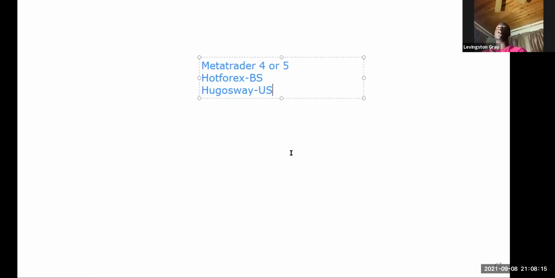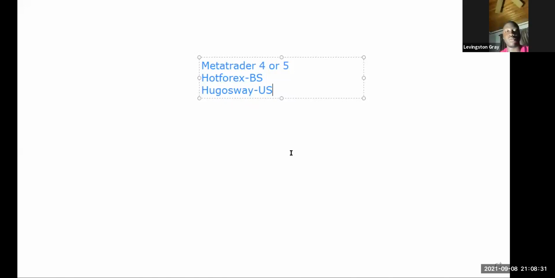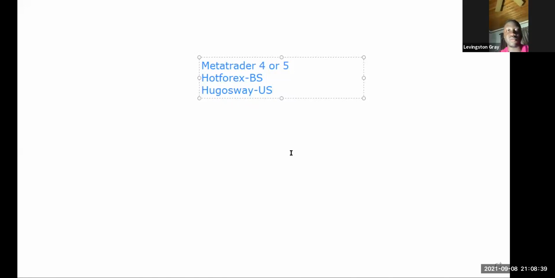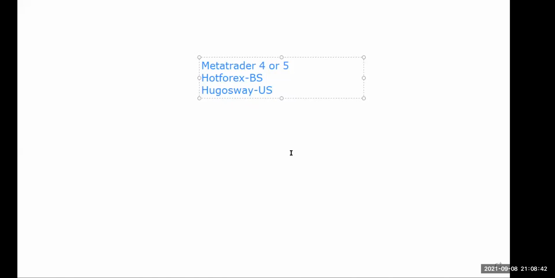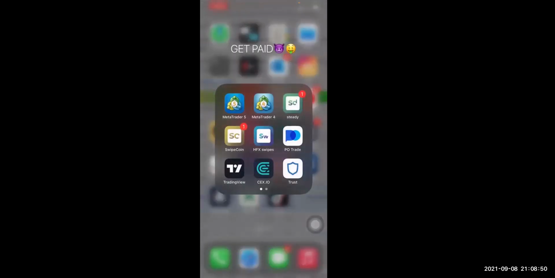So guys, as I said, the app that you're going to download on your phone is going to be MT4 or MT5, right? The broker that you're going to set up is a website. So let me briefly go ahead and share my screen right quick, so everybody could actually see what I'm talking about. All right, perfect. So when you come on your phone, this is the app that you're gonna look for. MetaTrader 4 or MetaTrader 5.